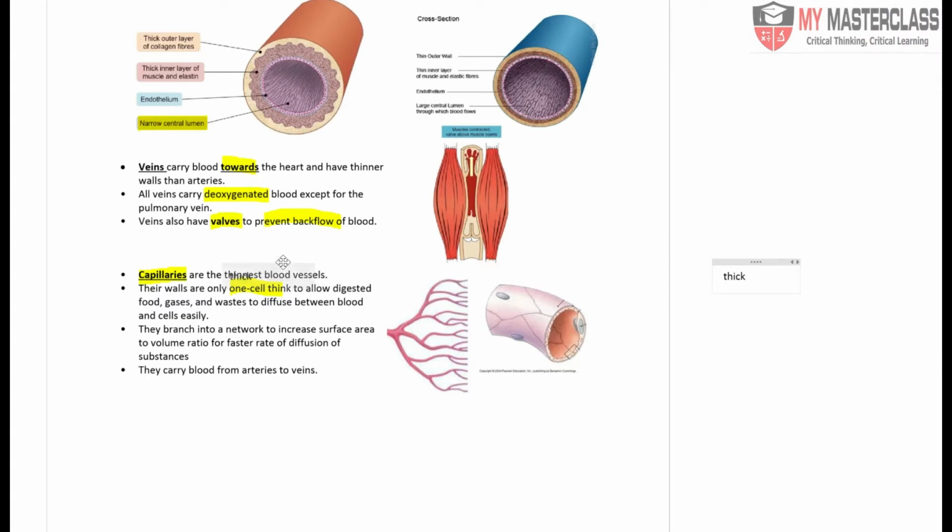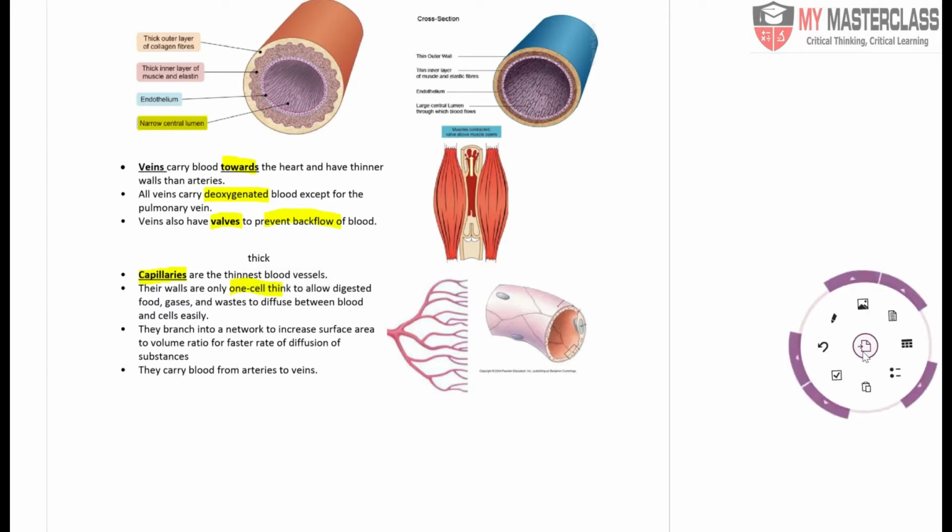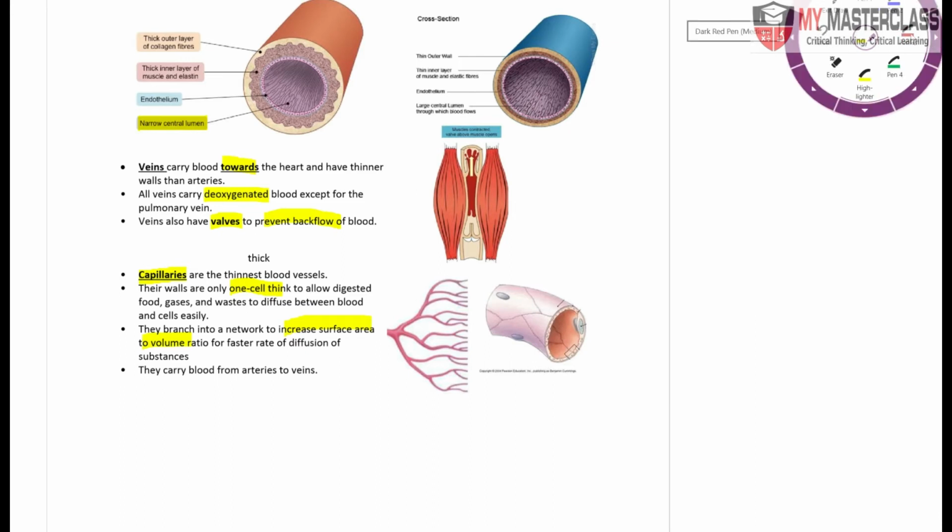Okay, because they are only one cell thick, you have got a high surface area to volume ratio. So when we have a high surface area to volume ratio, that will enable substances to move into the cells quicker, and at the same time, it will also enable your toxic substances, your waste products, to be removed away from the cells and to enter these vessels at a faster rate. Okay, so they carry blood from the arteries to the veins. At the same time, they will also connect the veins back to the heart.